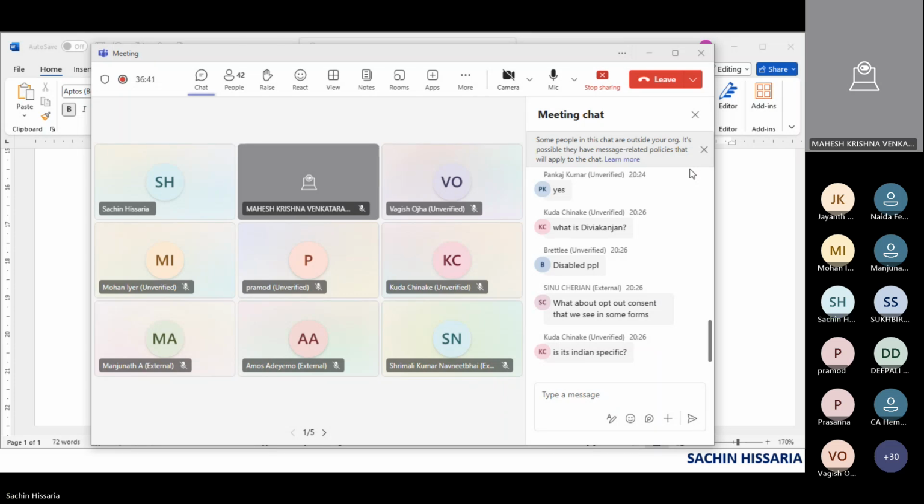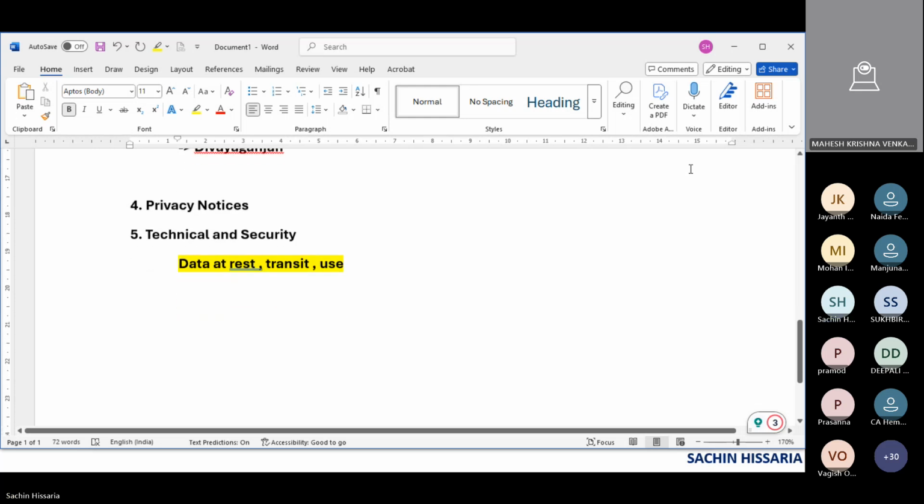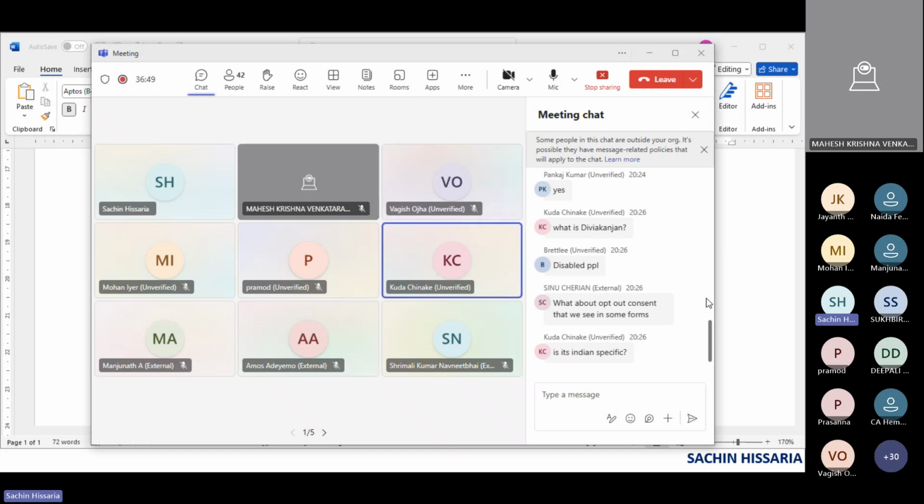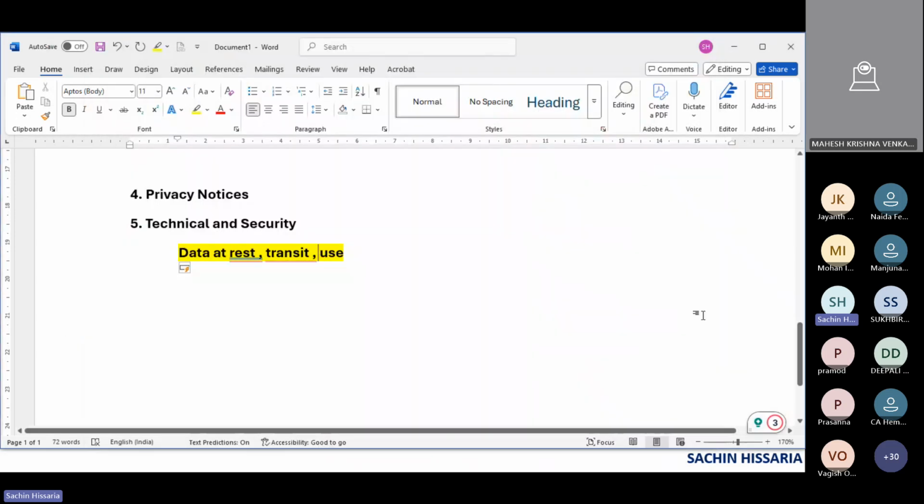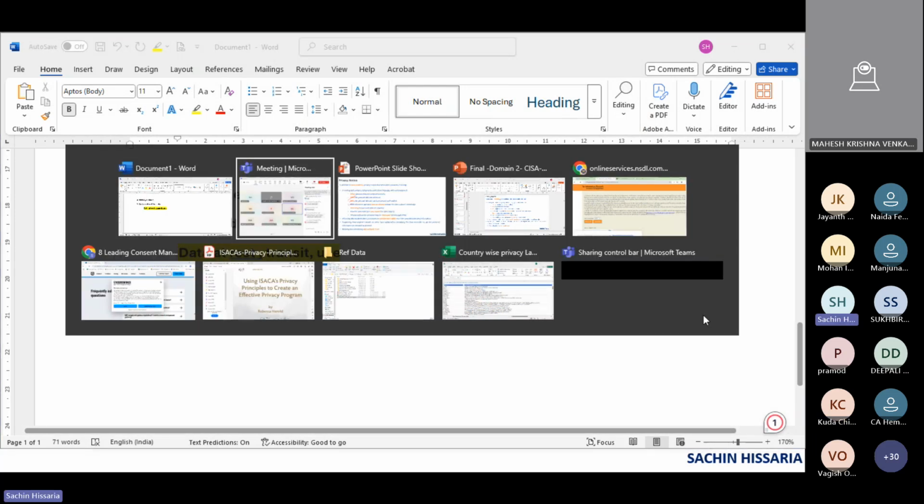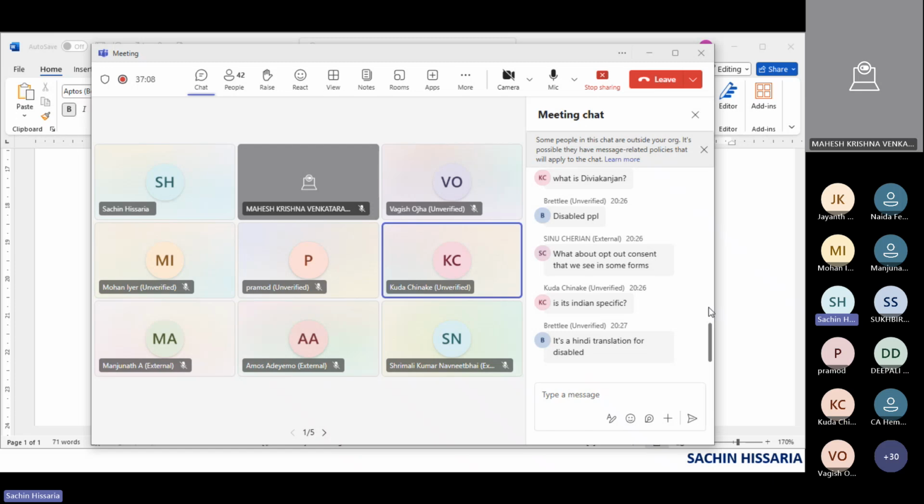Someone has raised a hand, can you tell me what your query is? Can you hear me? Yeah, I can hear you. Please. I was asking about that term, Divyangjan. So it's Indian specific, it's not universal, right? Yeah, it will be there in the GDPR as well. Okay, thank you.